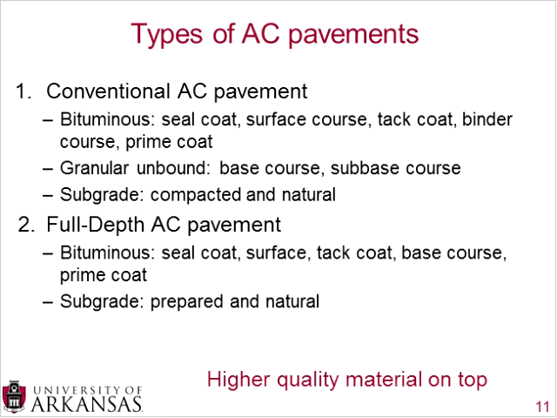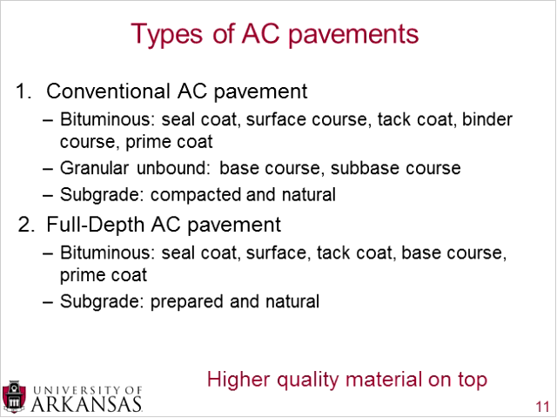Switching gears now to asphalt concrete, or AC pavements. There are a couple of different types of AC pavements. One is a conventional AC pavement, and you can see a big difference right here. We're still talking just about the surface layer, but you'll see there's many different layers within that surface layer for an AC pavement. You generally have some sort of seal coat on the very top, and underneath that a surface coat, followed by a tack coat and a binder course, and then a prime coat on the bottom.